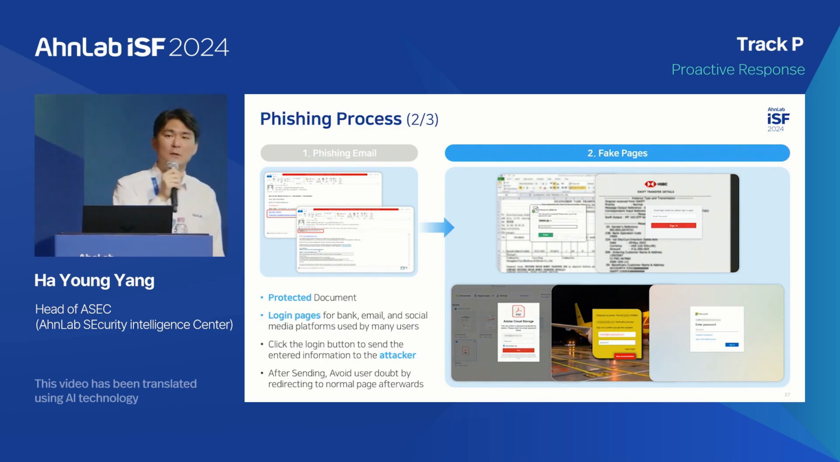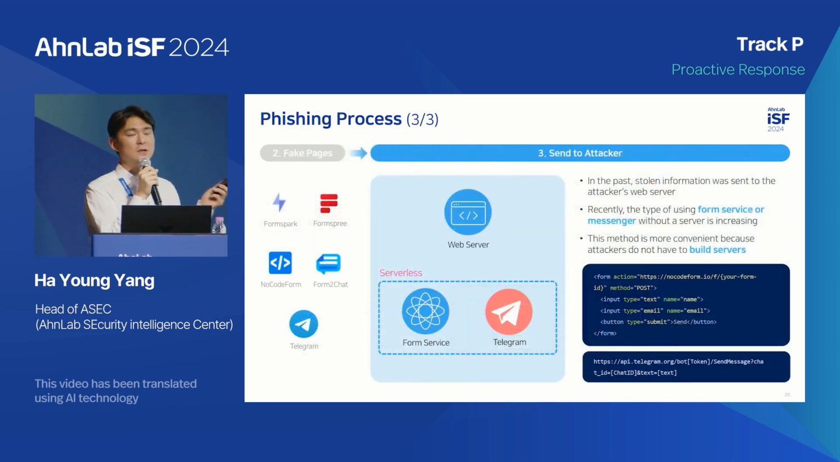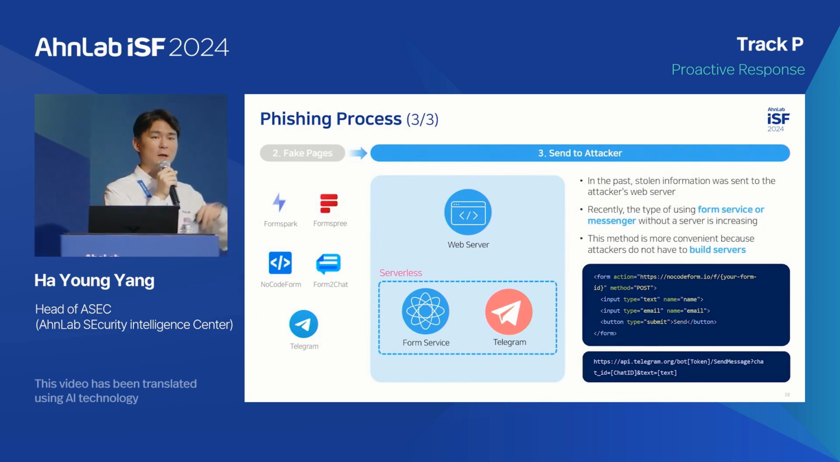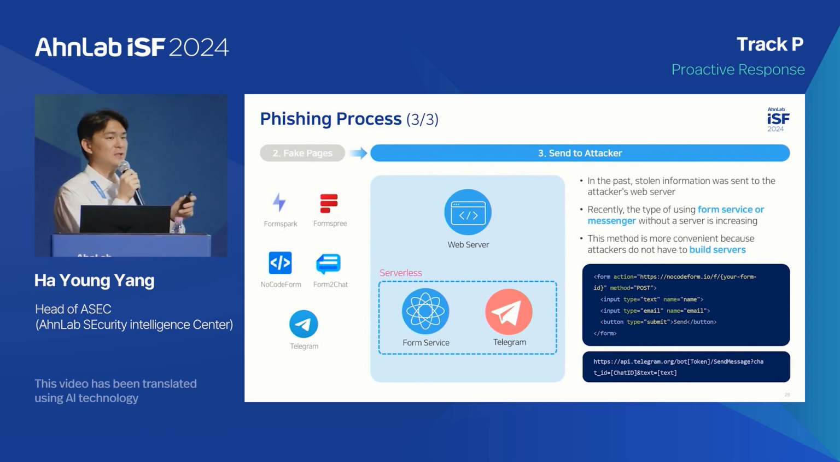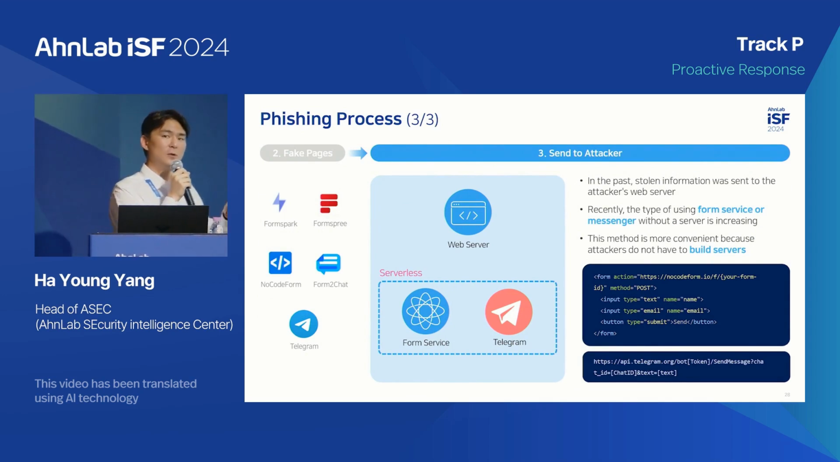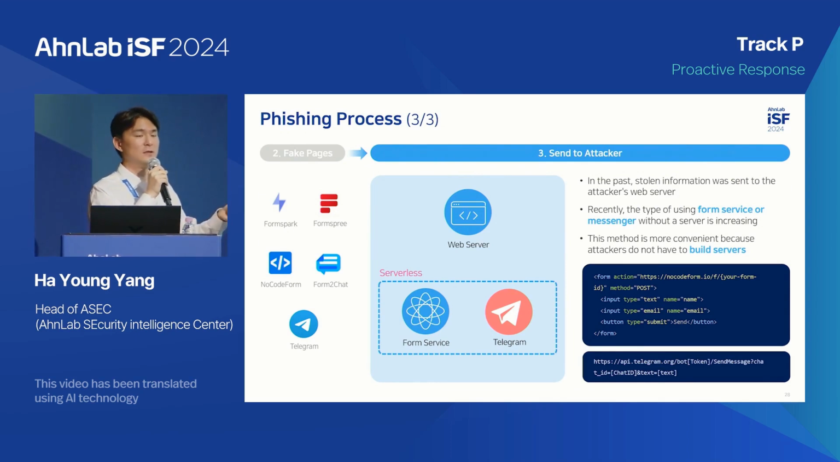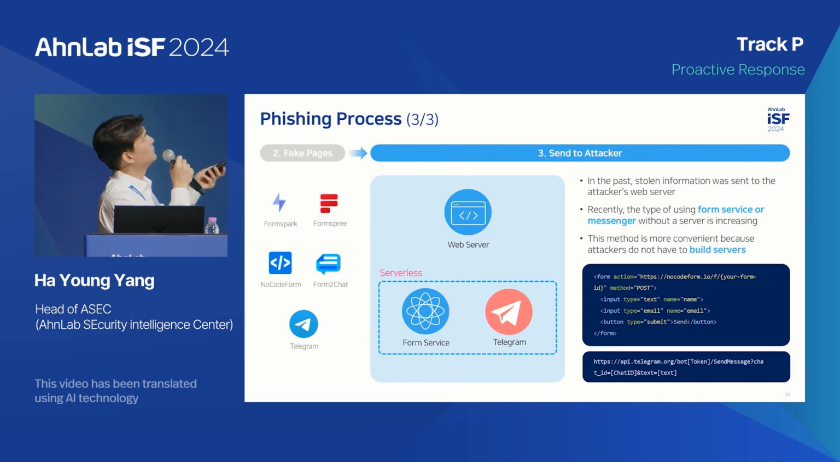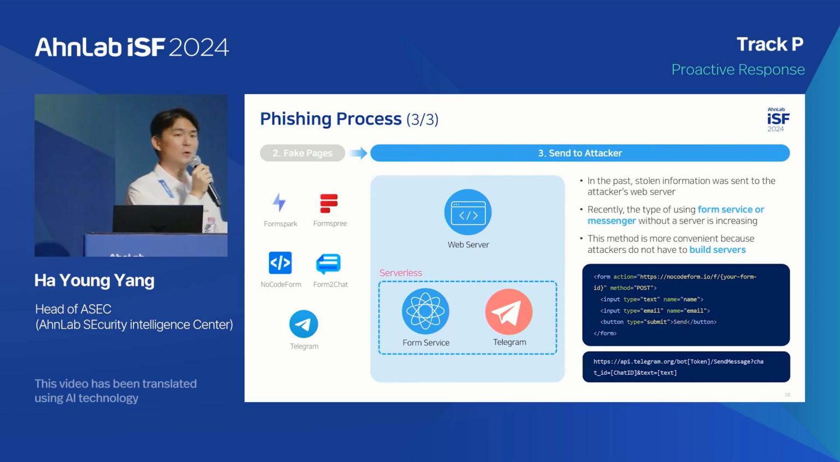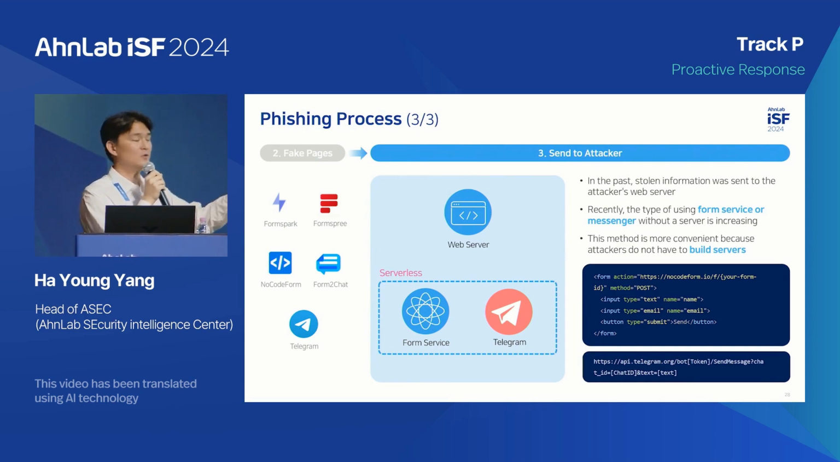What I would like to emphasize and explain a bit more is this 3rd stage. The 3rd step is the stage where the attacker receives the email account information. This is where significant changes begin to emerge. In the past, information was leaked by building separate servers, but now there are more cases of using external services to obtain account information. I use the term serverless. No-code form and form-to-chat are services that are often used to obtain account information, particularly through a platform called Telegram.